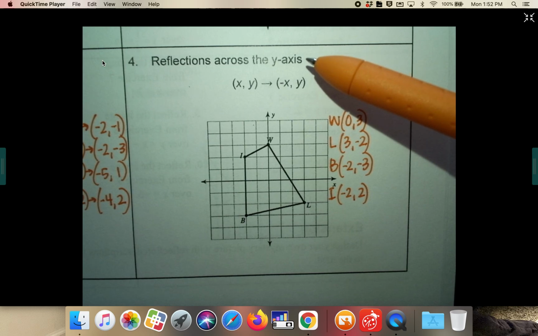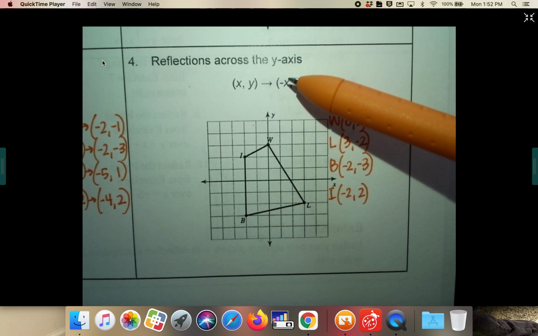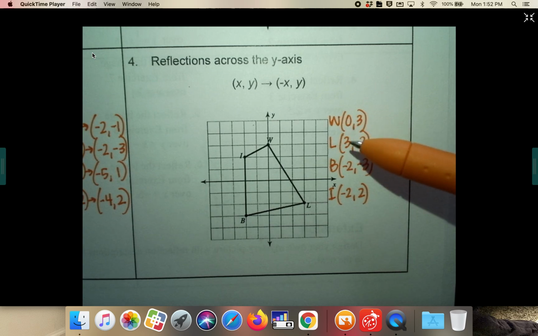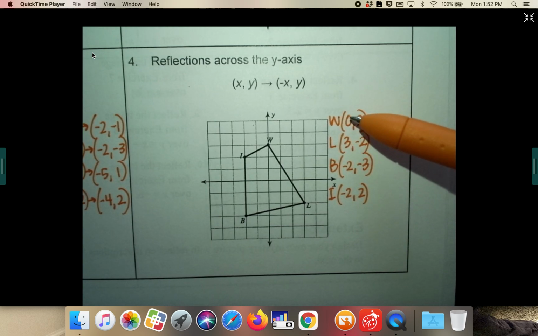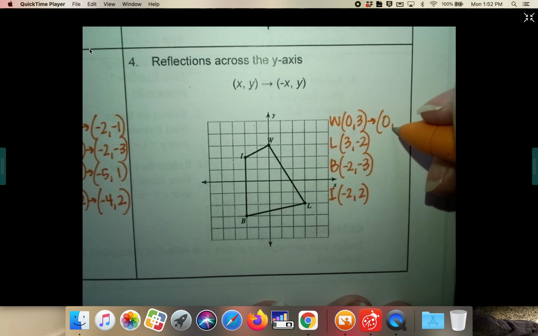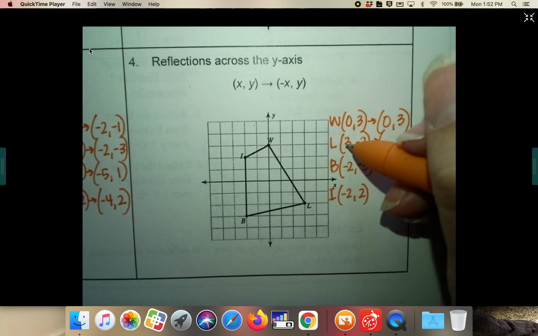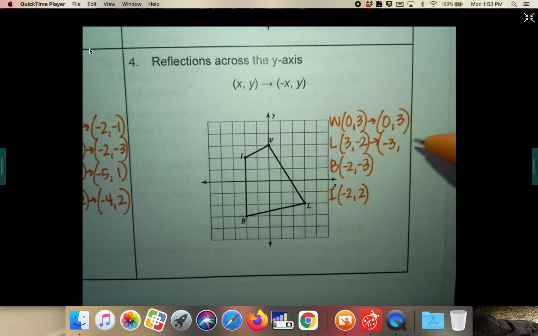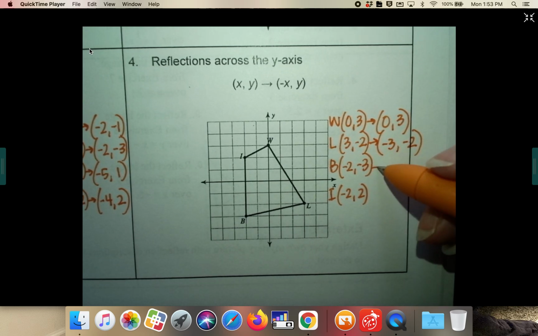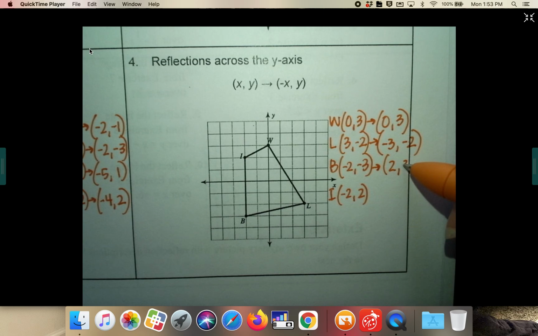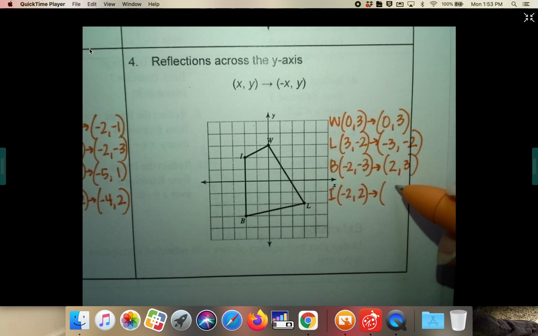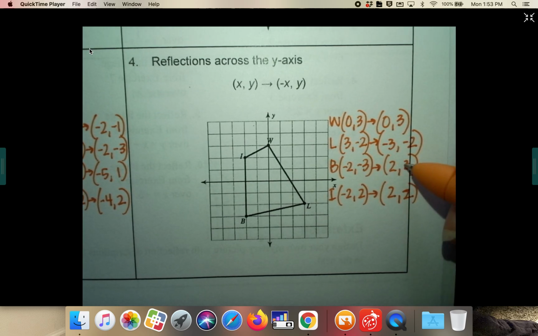So remember, when we're flipping it over the y-axis, y is actually going to stay the same. It's the x that becomes opposite. So each of these x's are going to become opposite. Now, there is no such thing as the opposite of 0. So W prime is actually going to stay 0, 3. Okay, but the opposite of +3 is -3. So for L, it will be -3, -2. For B, it will be 2, 3. And for I, it will be 2, 2. Oh, this should have stayed negative. Sorry about that. The y stays the same there.